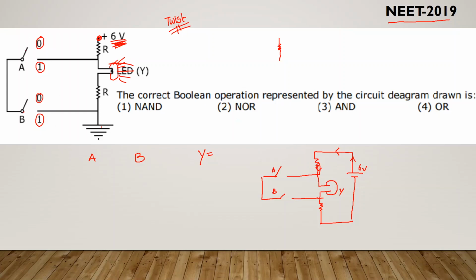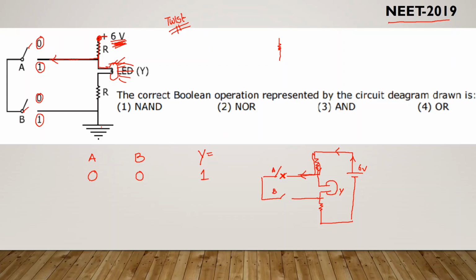Now suppose A is open, B is open. Means A is 0, B is 0. The bulb is still lighting. Why? See here, this current can't pass here. Why can't the current pass here? Because this is an open circuit. No current flows in an open circuit. So whenever A is open and B is open, all the current passes through the bulb and the bulb will be lighting.